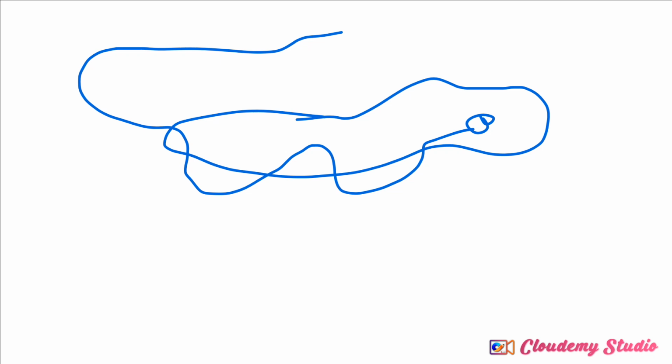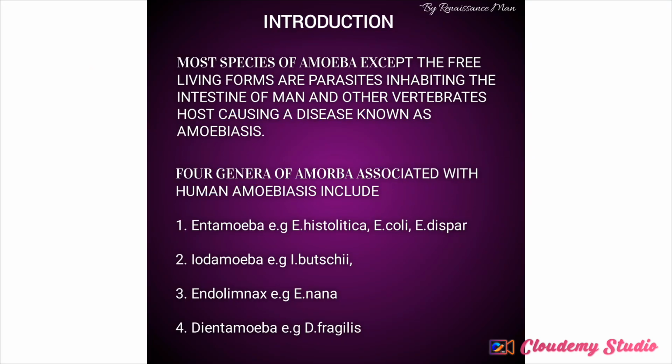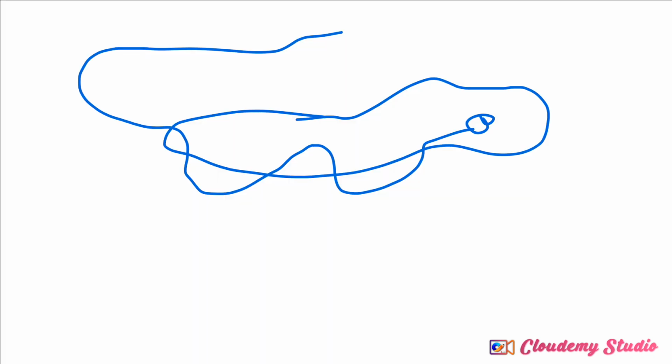They can be classified into different classes. We have the Sarcomastigophora, the Sporozoa, the Ciliophora, the Cnidospora, the Apicomplexa, and others like that. But like I said, what we are talking about today is the parasitic amoeba.